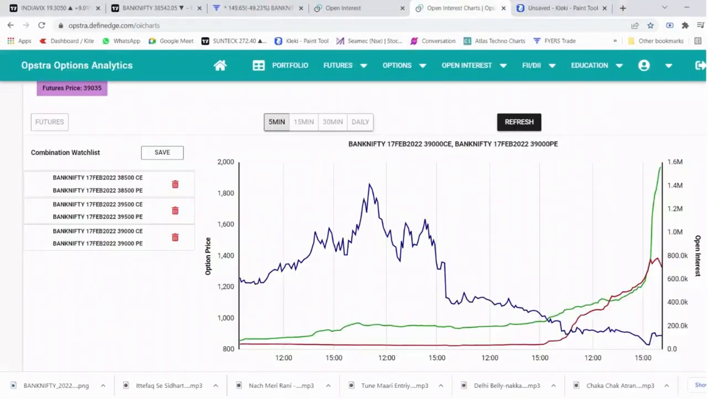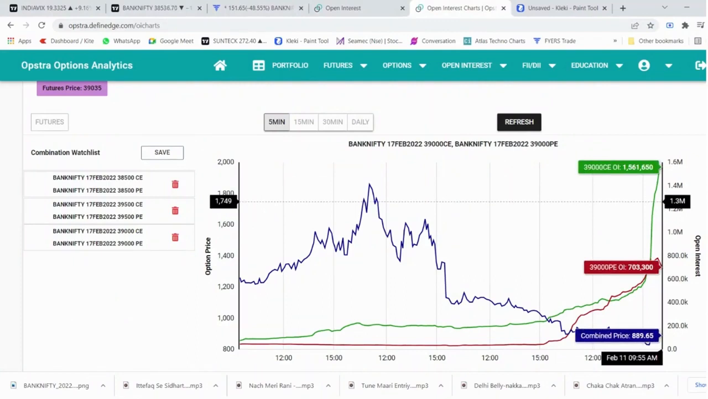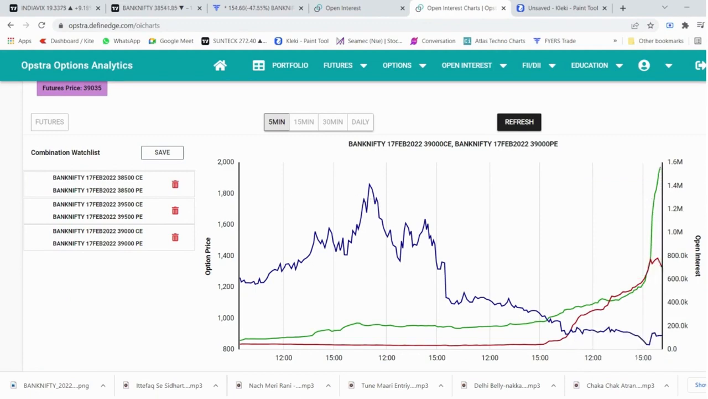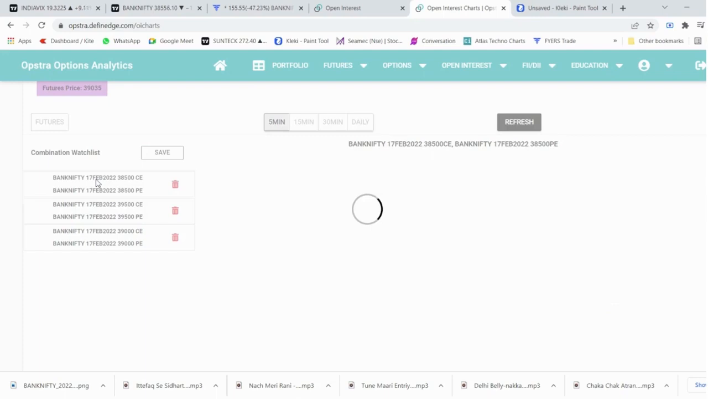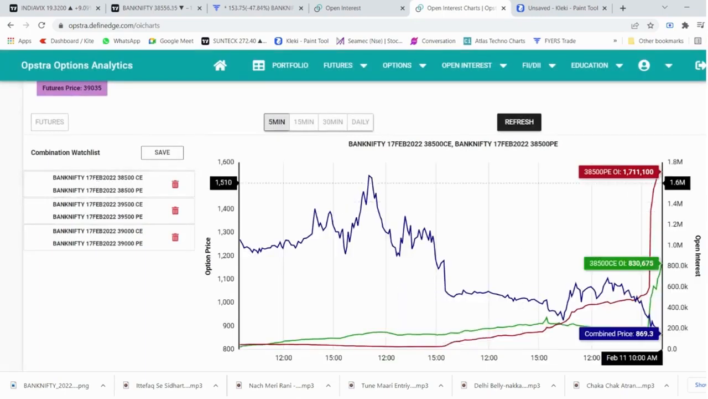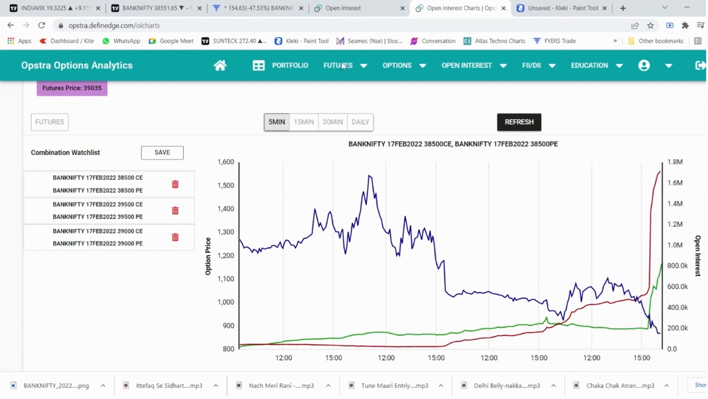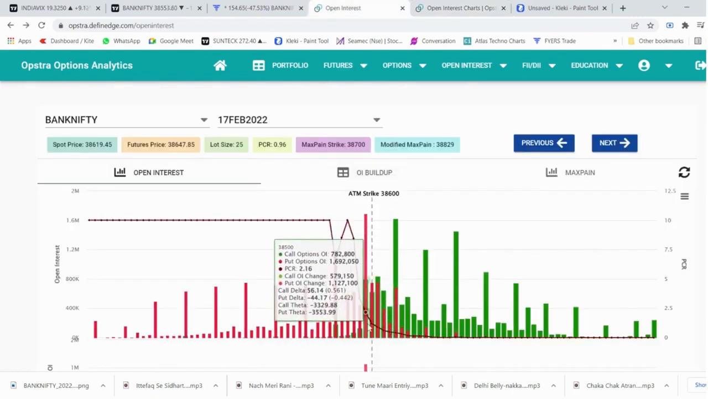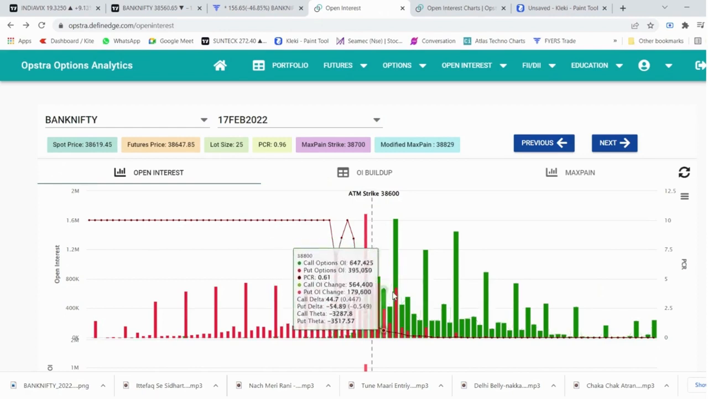Now looking at the open interest data, we can see that on the 39,000 call option there is huge call writing, and the puts, where yesterday the puts were written, are now starting to unwind. So this is one thing where I can define a range of 39,000 on the upper side. But while looking at the 38,500 call option and put option data, we can see that the 38,000 put option has double the amount of the call option. So simply we can see that the range as of now is 38,500 to 39,000.